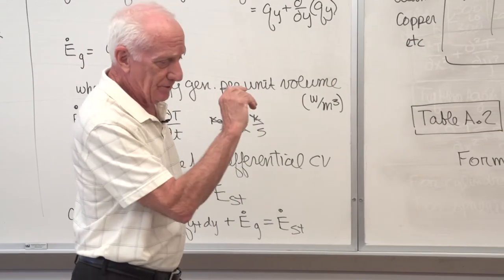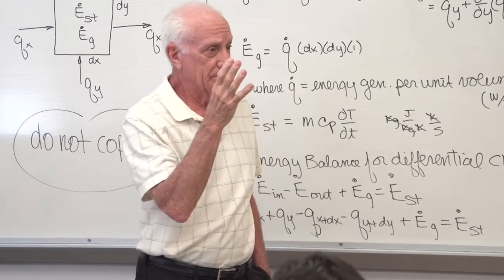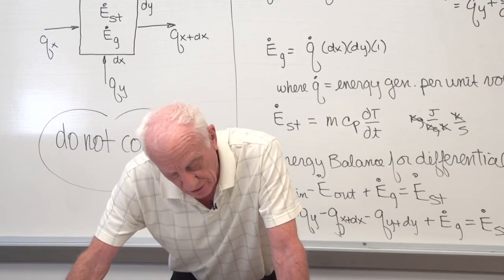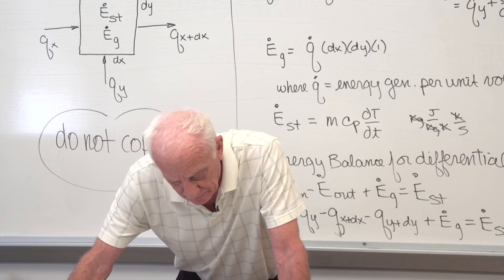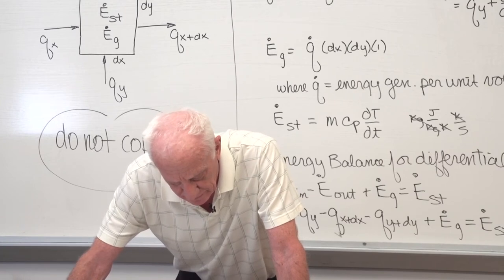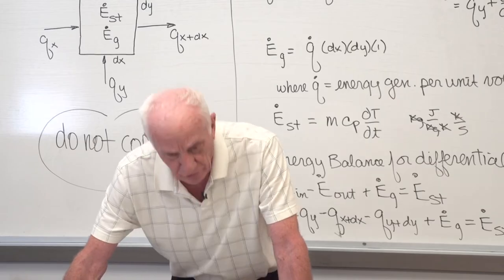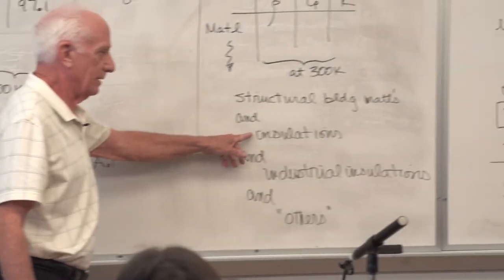Then comes insulations. Pretty much insulations you'd find in buildings. For instance, fiberglass, we talked about that last time. Cellular glass, polystyrene, either beads or extruded. Cork, diatomaceous silica, vermiculite fibers. All those kinds of insulations are in table A3 here.